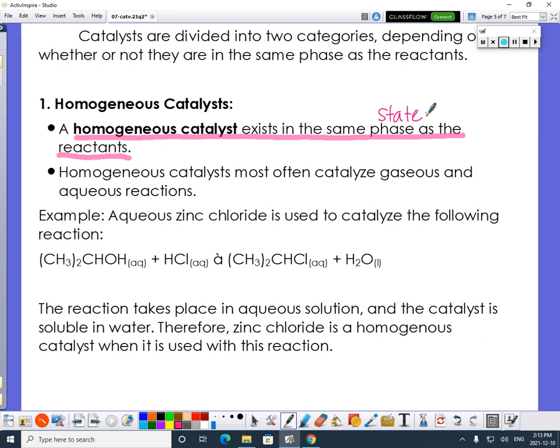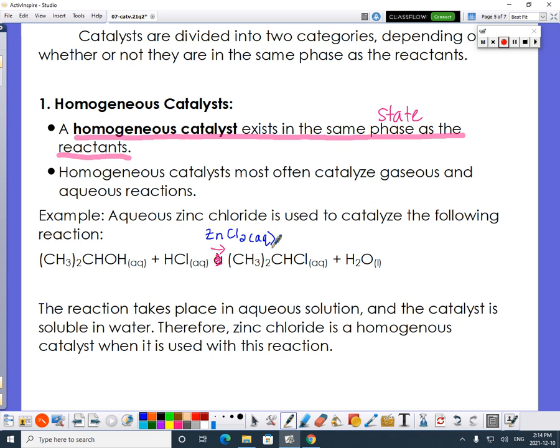So here, I think the arrow's okay on your paper, right? So you have aqueous reactant, aqueous product, and aqueous zinc chloride is the catalyst. So if you want, you could even write it over top of your arrow. All of them are in the same phase or state. The reaction takes place in an aqueous solution, and the catalyst is soluble in water. So zinc chloride is considered to be a homogeneous catalyst because it's all aqueous, or could be all gases.